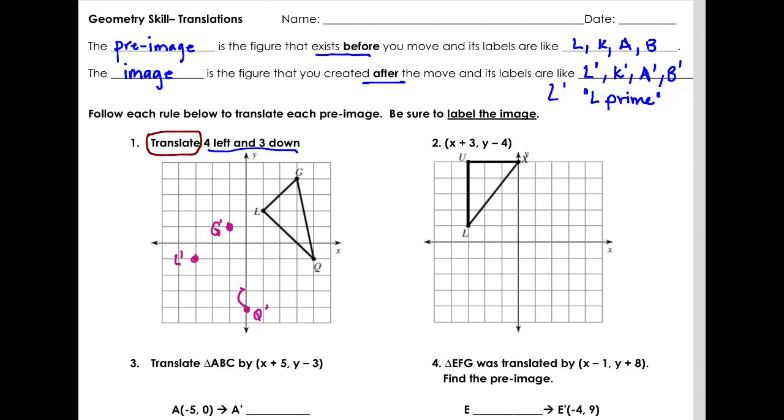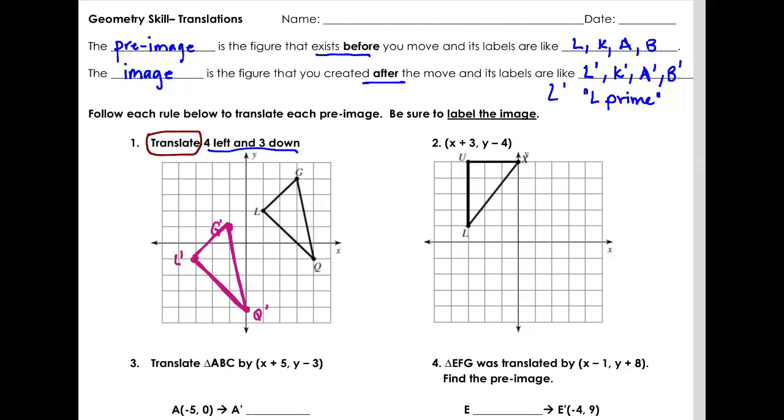So now if I connect the coordinates with straight lines as best as possible, I should see the same exact size and shape triangle, just in a different place on the grid. It shouldn't look rotated or anything like that. It should just be moved. So there we go.